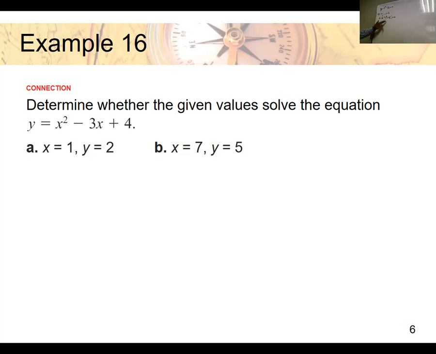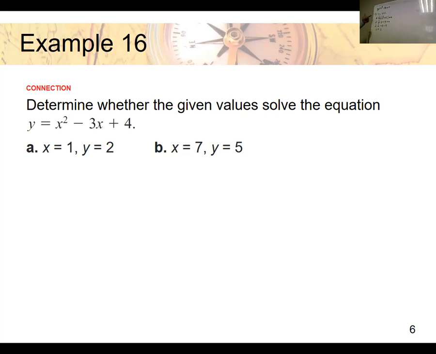Now here I'm going to simplify the right side of this equation. So in this case, this will be 2. Now I want to know if that's equal to 1 squared, or 1 times 1 will be 1, minus 3 times 1, which is 3, plus 4. And then if I do 1 minus 3, that's going to be negative 2. And negative 2 plus 4 does equal 2. So here, 2 equals 2, which is a true statement.